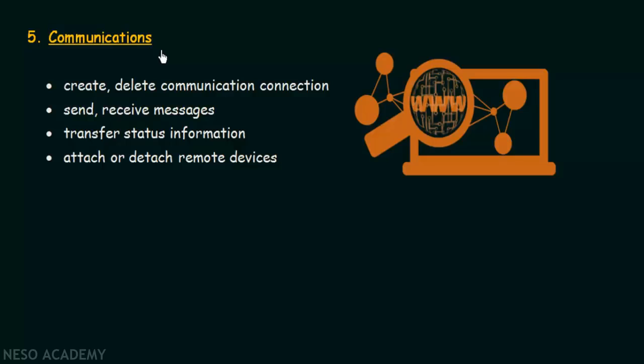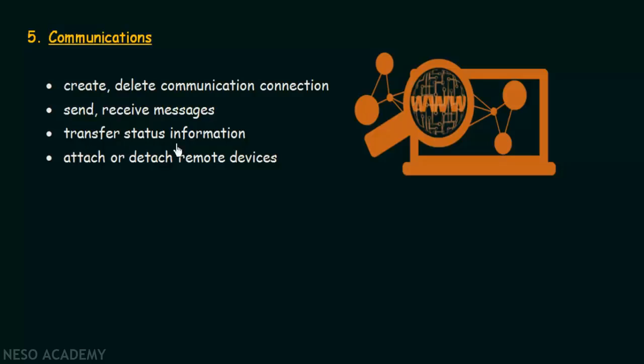So for example, we have create or delete communication connection. When two processes are going to communicate with each other, there needs to be a connection between them. So we need to create the connection, and after the communication is complete, we need to delete the connection. For creating and deleting the communication connection, we need system calls, and this is an example of that. Then we have send or receive messages. As the processes communicate to each other, they may need to send or receive messages from each other. So this is another example of that system call.